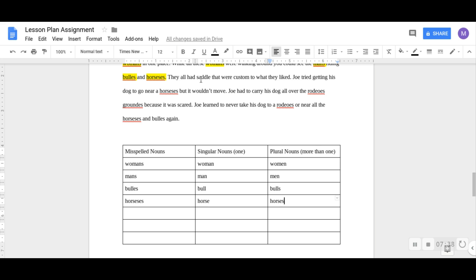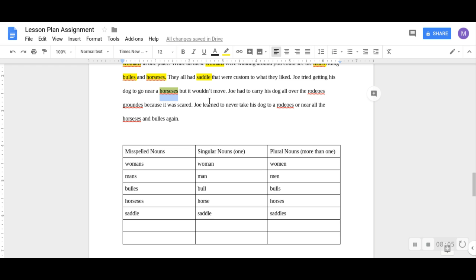So they all had saddle that were custom to what they liked. Saddles should be plural. It is singular right there. This one is just another one that we just add an S to. Joe tried getting his dog to go near the horses. We fixed that one already as well, so you know what you're doing.